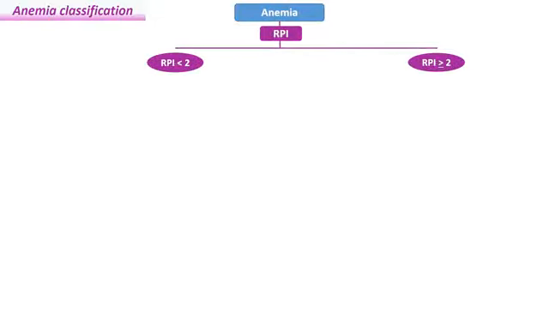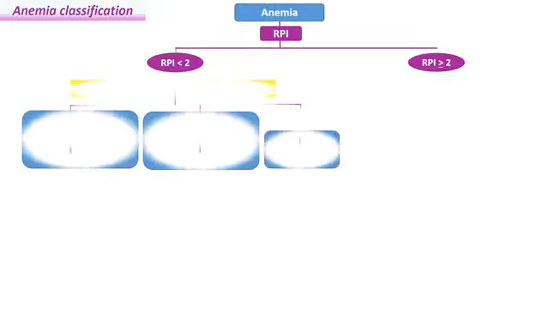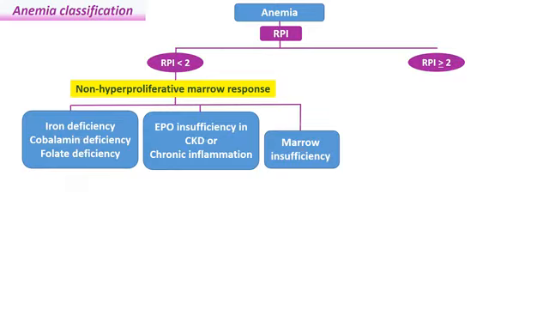Next come to the anemia classification. Depending upon the reticulocyte production index, we can divide the anemia into two broad headings: when RPI is less than 2, and on the other side RPI 2 or more than 2. When RPI is less than 2, it is a non-hyperproliferative marrow response.